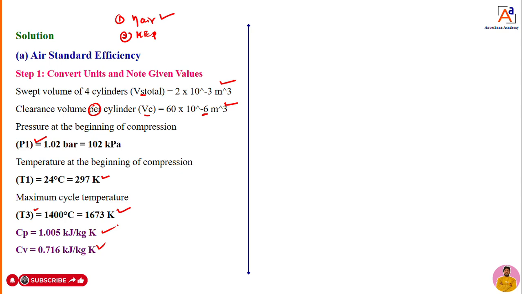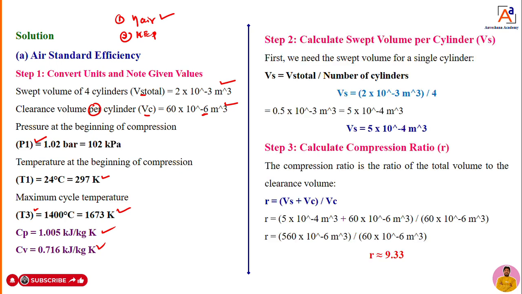Once you have listed all the data, you can go to the second step. What is the second step? You can calculate the swept volume per single cylinder. So how to calculate it? Swept volume per single cylinder is the total swept volume divided by the number of cylinders. Vs is equal to 2 × 10^-3 meter cube divided by 4. You do the simplification, and you get Vs is equal to 5 × 10^-4 meter cube. This is the swept volume for a single cylinder.